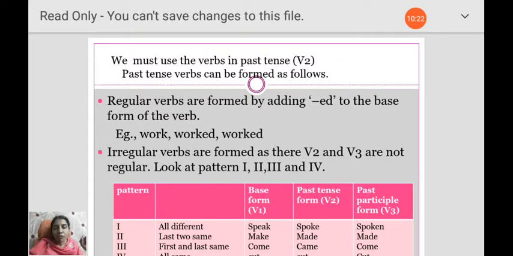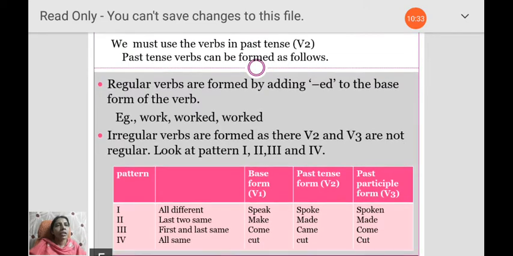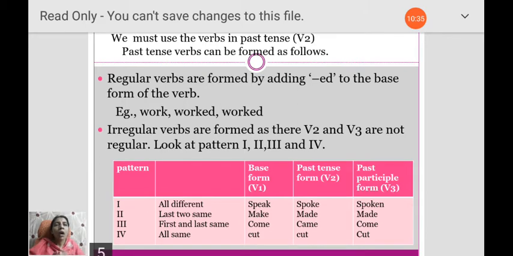Or else you can write the structure as subject and V2 form of the verb. And it is important to know how past tense forms of verbs are formed, because unless you know the past tense forms of the verbs, you cannot make the past simple tense.